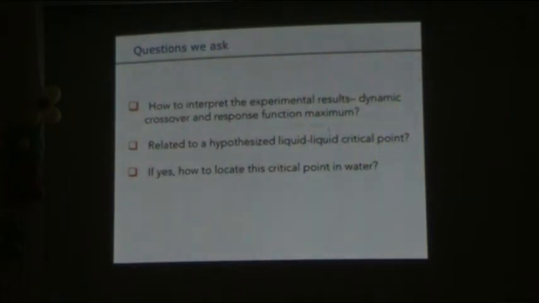So here's the question that we are going to ask. Because the experiment can only have a limited amount of data, we can use computer simulations to try to answer the following questions.